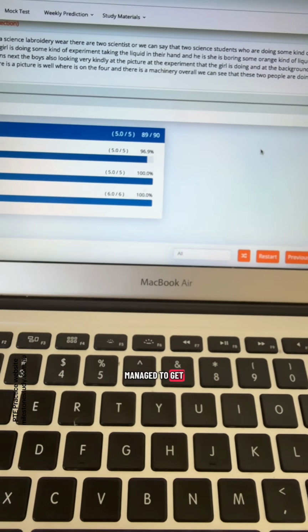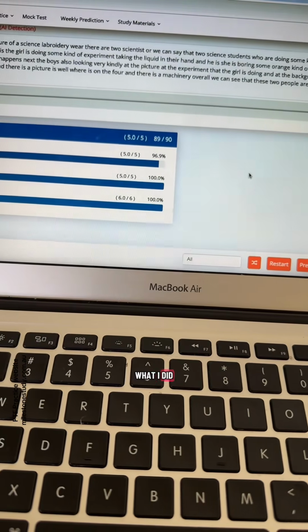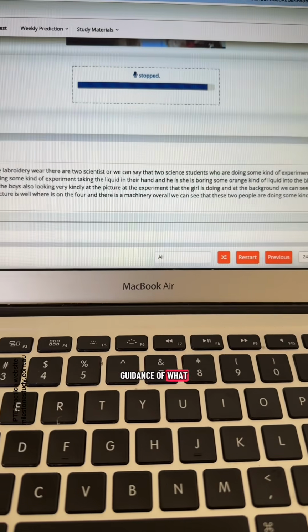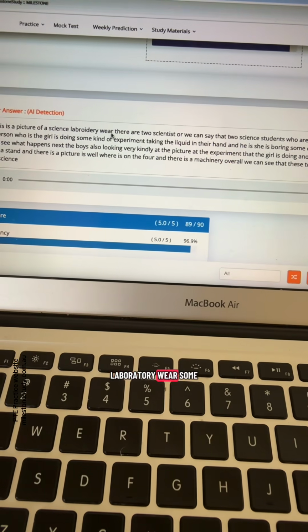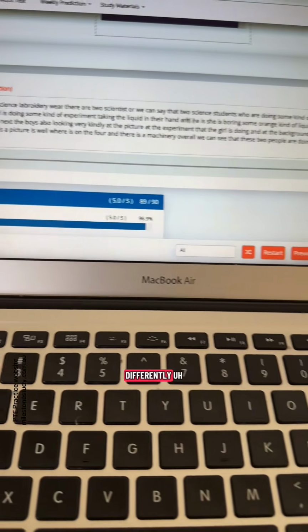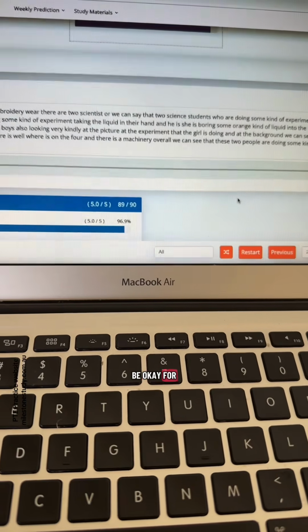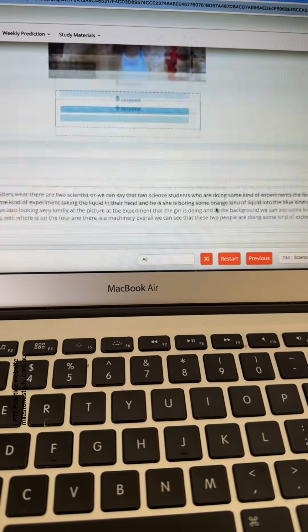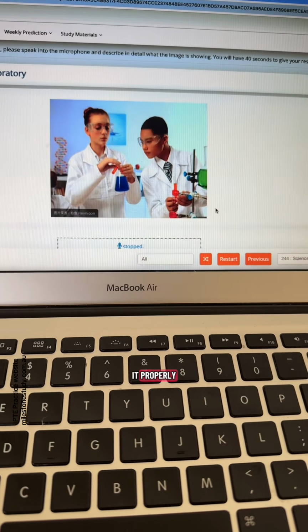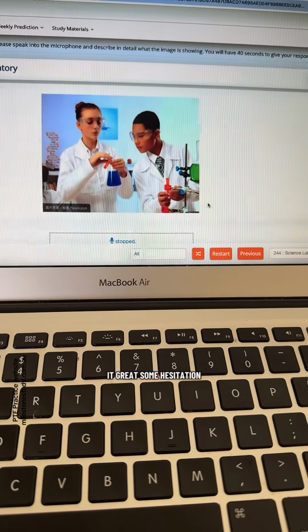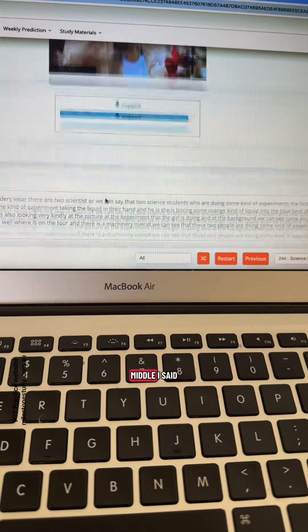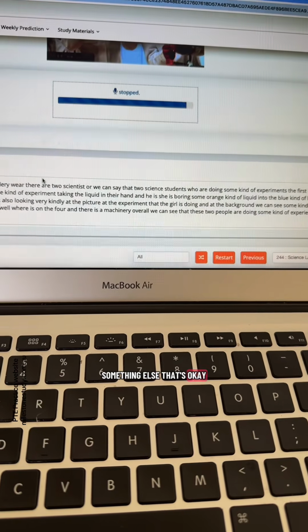Alright, so I've managed to get 89 by 90, and this is exactly what I did, except I used some other words, okay? But this is a very good guidance of what you should do, okay? Some words are detected differently, and that should be okay for the exam, okay? In the exam, you shouldn't be worried about these kinds of errors. As long as you are pronouncing it properly, you know that you are doing it great. Some hesitation, some mistakes are also fine, okay? Like I did make some mistakes in the middle. I said something else. That's okay, all right?